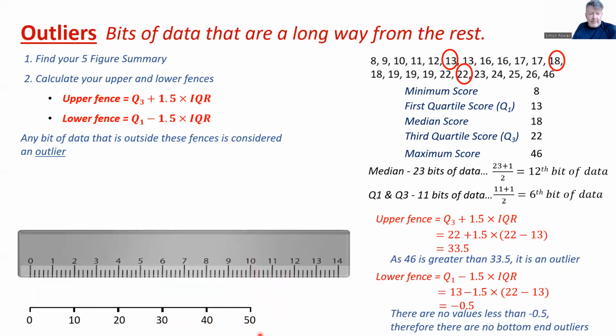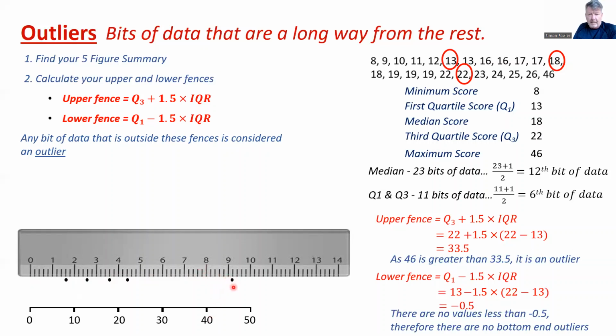All right, let's move on. Mark our 5-figure summary was the next one. So minimum was 8. So there's 10. This is in ones, so 8 goes there. 13: 11, 12, 13 goes there. There it is. Next one is 18: 15, 16, 17, 18 goes there. 22: 21, 22 goes there, and 46, that's all the way over here. So 40, 45, 46 goes up there.